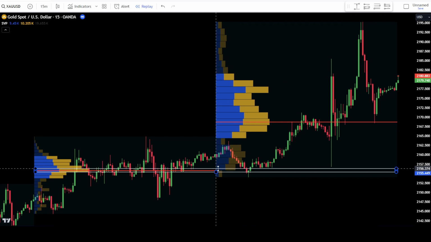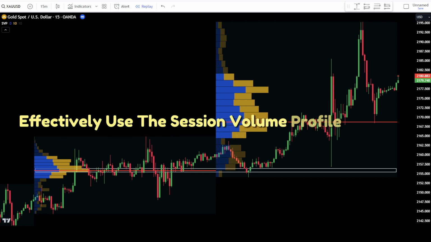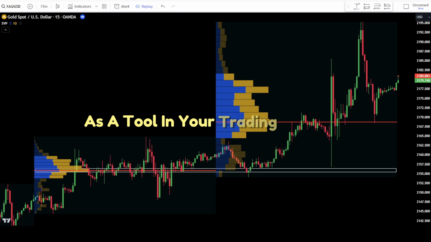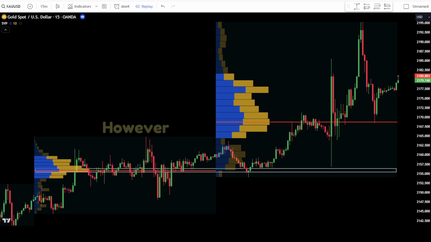3. Then, observe the price candlestick reactions in that area. 4. Look for rejections that occur at that level. 5. By following these steps, you can effectively use the session volume profile indicator as a tool in your trading strategy. However, if you're still unsure about determining the exact placement of orders using this method, you can add another indicator as a guide for placing orders.